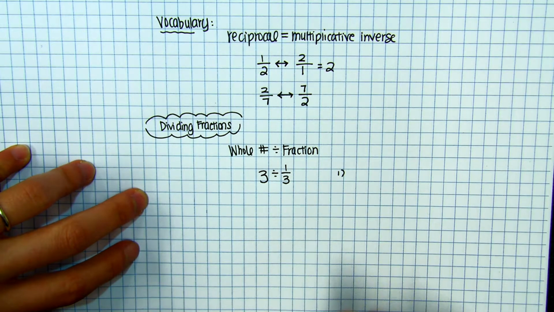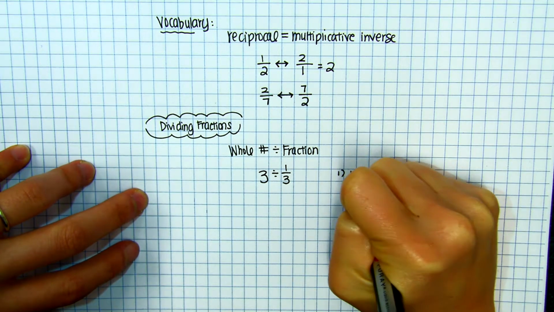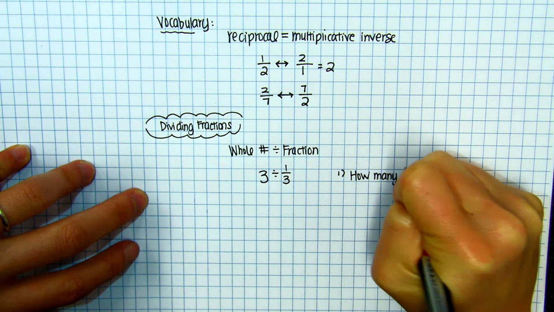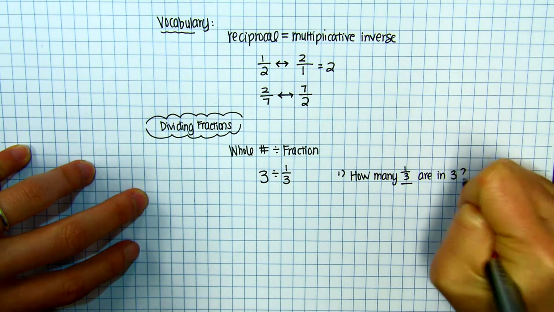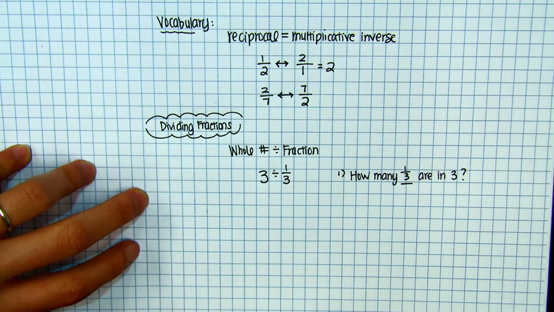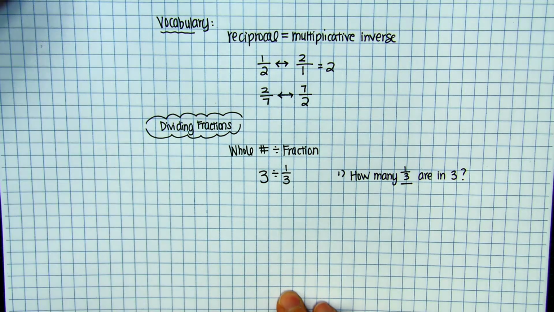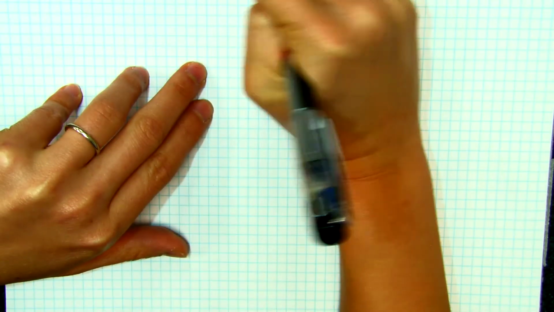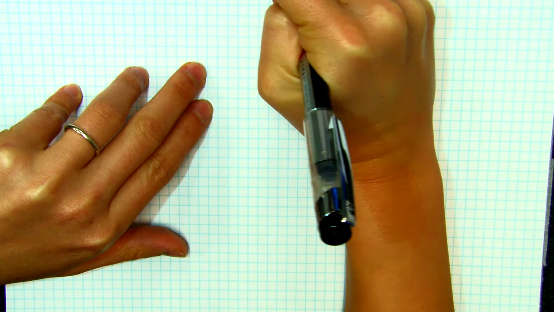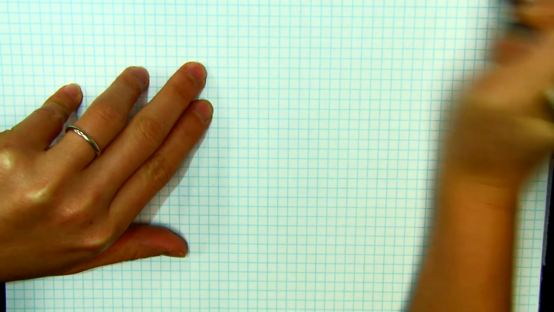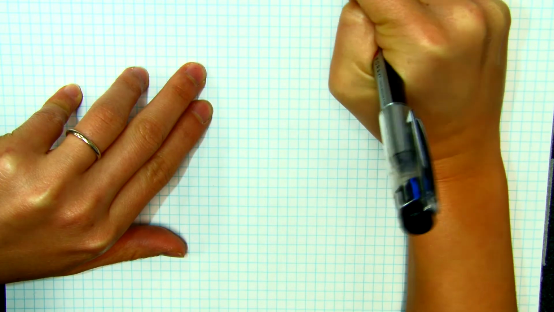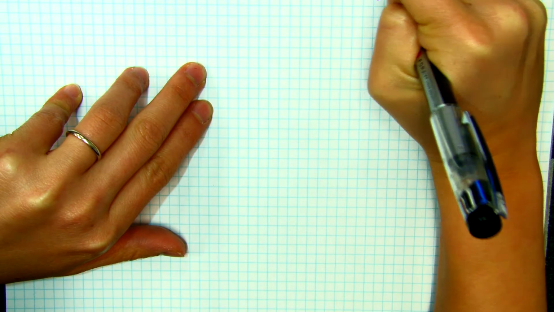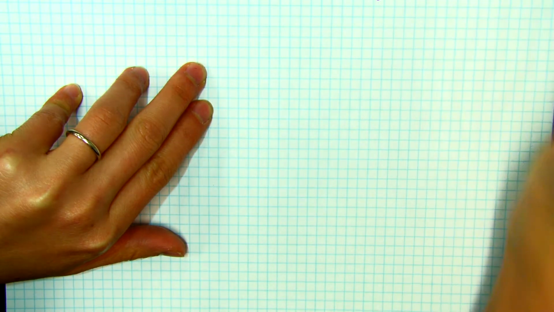When we talk about division, it's basically how many 1/3 are in 3, okay? I want you to think about that. I'm going to flip the paper and I'll come back to this. Let's think about 5 divided by 1. What this is asking is how many 1s are in 5, okay?